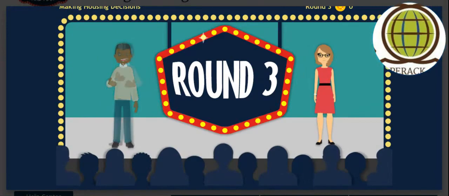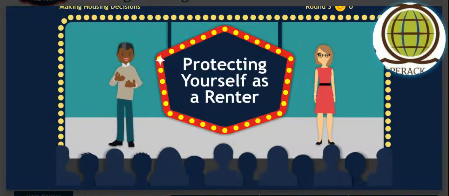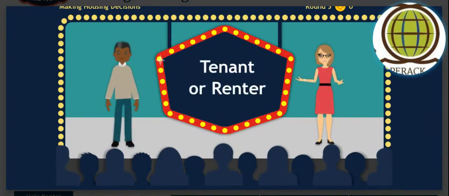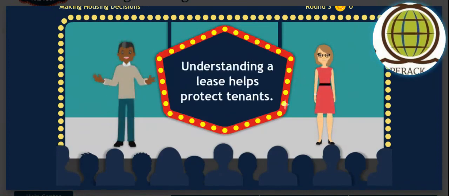Welcome to round 3. In this round, we'll explore how to read a lease or rental agreement. When you rent a home, such as an apartment, you become a tenant or renter. Knowing how to read and understand a lease is one way to protect yourself as a tenant.